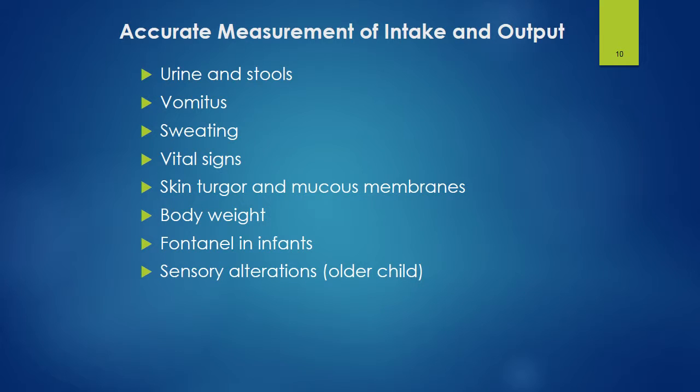Accurate measurement of intake and output is important. This would include urine, stools, vomitus, sweating. Vital signs, skin turgor, and mucous membranes can indicate the degree of dehydration. Body weight is an important determinant of the extent of dehydration. The fontanelles in the infant should be assessed. If they're sunken, that can indicate dehydration. Also, assess for sensory alterations.